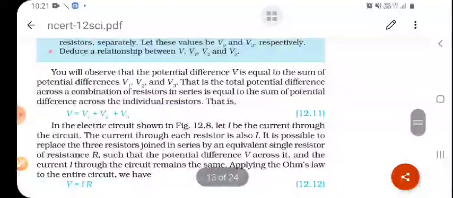Okay, so we will observe that the potential difference is equal to the sum of the potential differences V1, V2 and V3. We will take the potential difference in the series combination for deriving the relation of the equivalent resistance, or total resistance, of the circuit. We will add all the potential differences V1, V2 and V3.